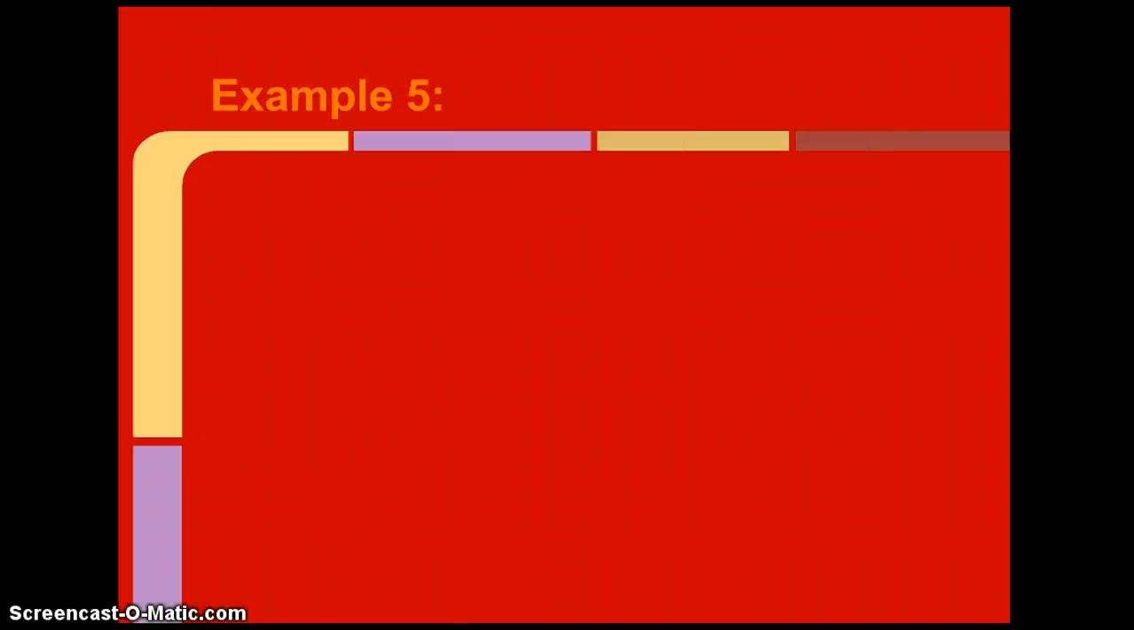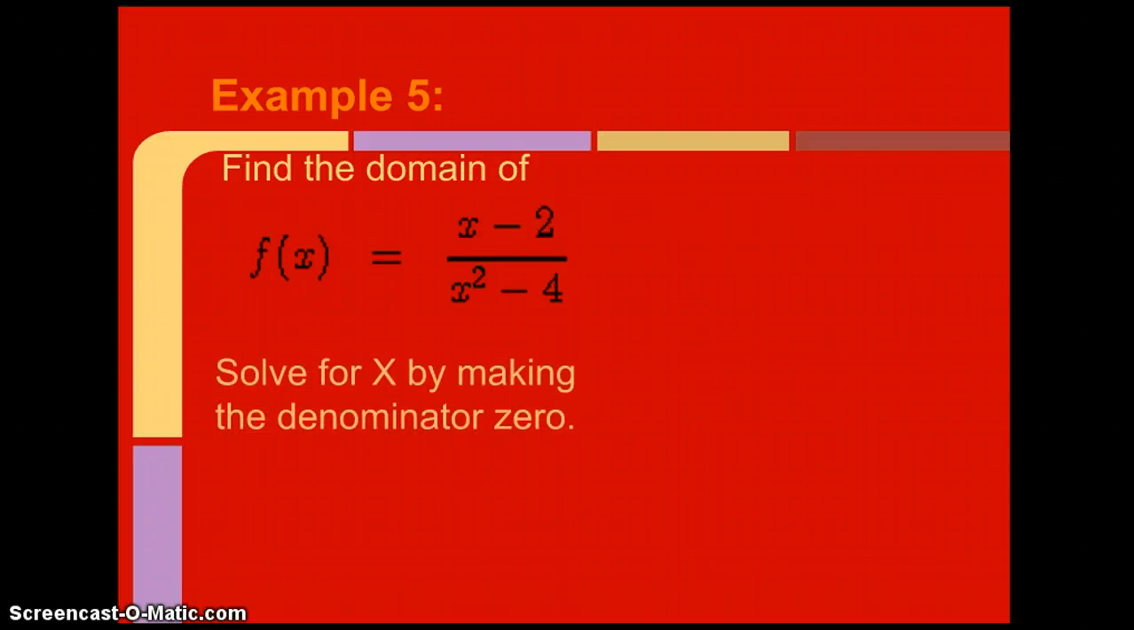Example number 5 is just a little bit more complex than the ones we've gone over. This asks to find the domain of f(x) equals x minus 2 over x squared minus 4. With these type of problems, you can either plug them into your calculator to actually see the graph, or you can solve for x. To do this by hand, we must set the denominator equal to 0. You then get your x values of -2 and 2.